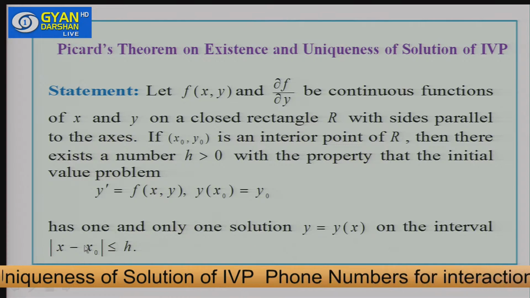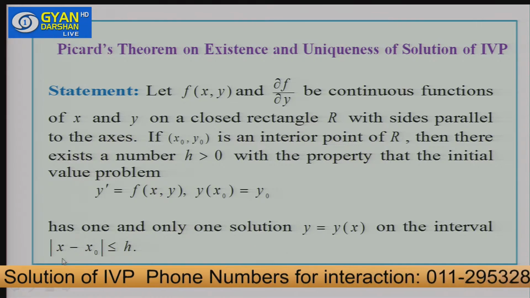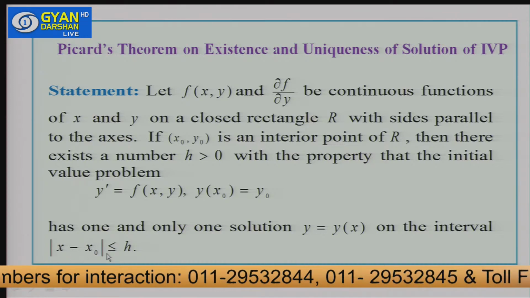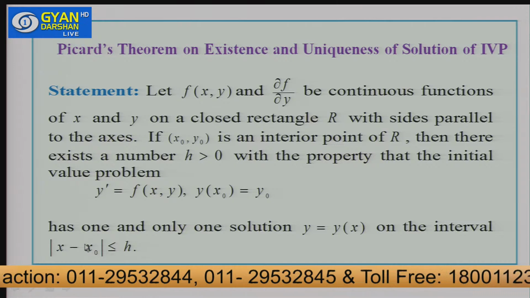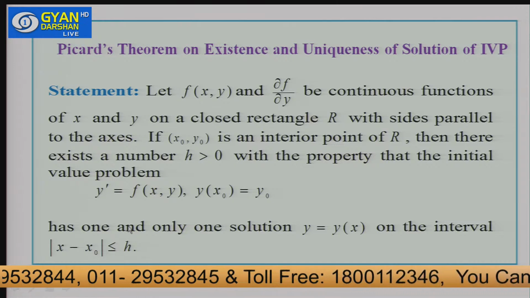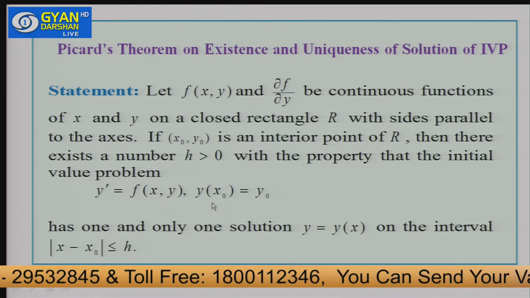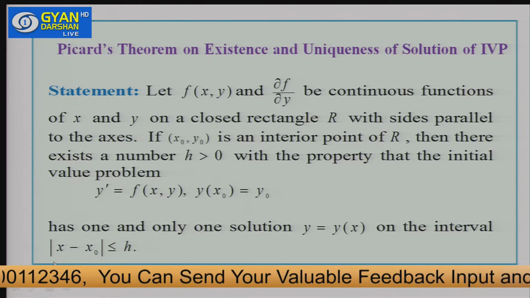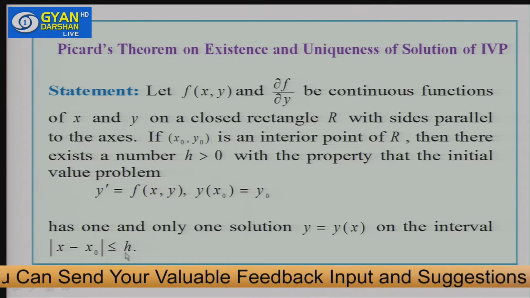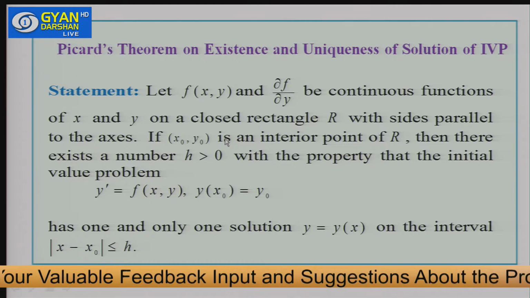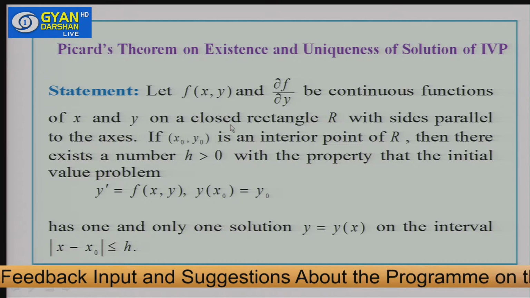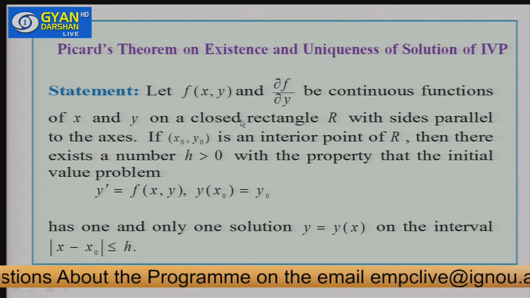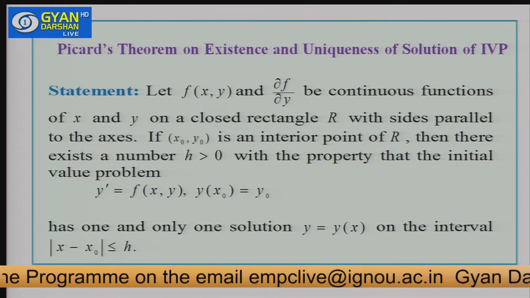In this interval, as I was saying, within a small region of x0, because x0 is our initial point, the region should contain x0. This is the region where we are going to find this unique solution. And once again, these conditions are sufficient, not necessary. All these conditions are sufficient for the existence and uniqueness, not necessary.